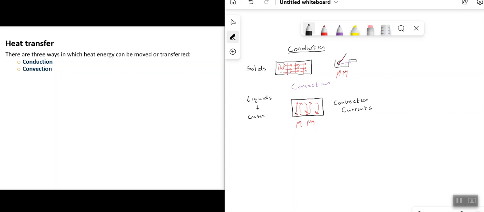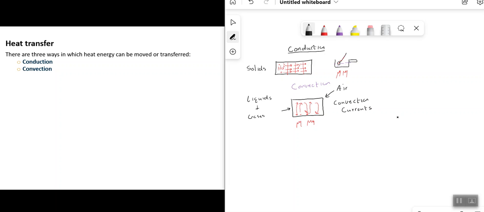So let's say this is a liquid like water. The body of water gets hot, moves up to the top, and then loses its heat, so it goes back down to the bottom, and it keeps moving around like this. These are what are called convection currents, and it'll keep doing this until the whole amount of the liquid is hot. Exactly the same process happens in the air.